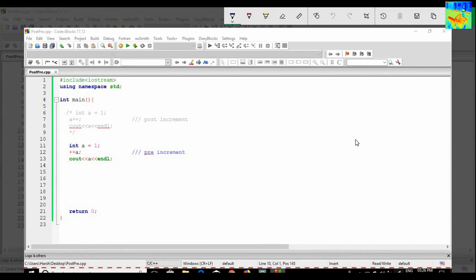So when I was writing a plus plus, then also the value of a was 2. And when I am writing plus plus a, then also the value of a becomes 2. I am calling it post increment and I am calling it pre increment. And the output is same.